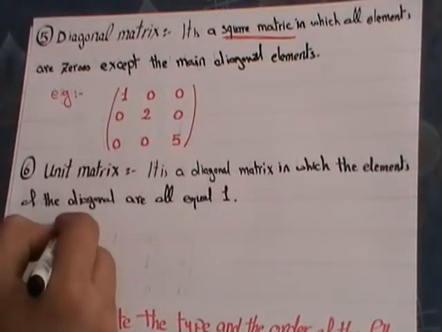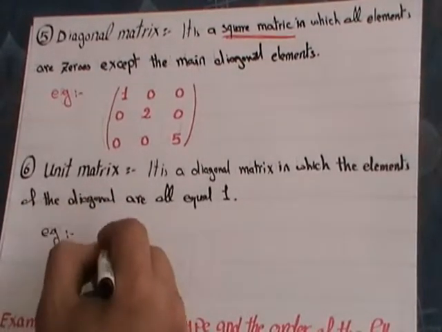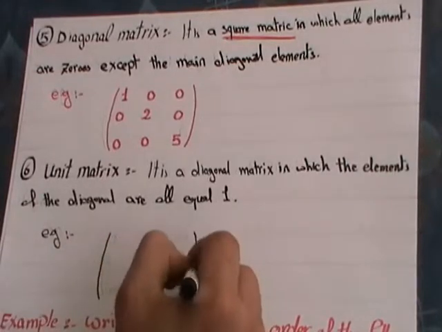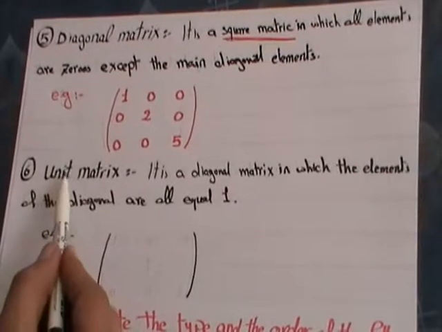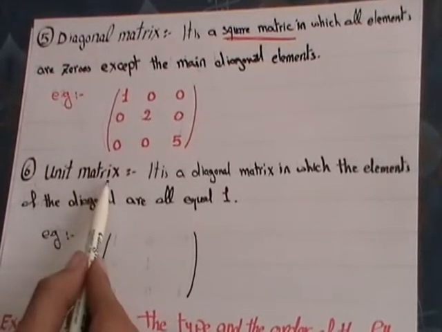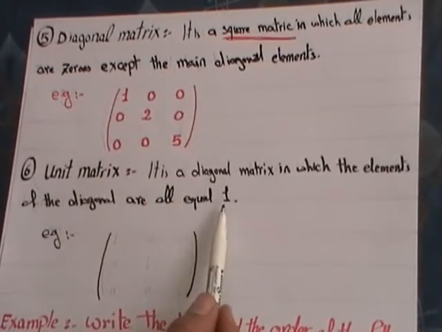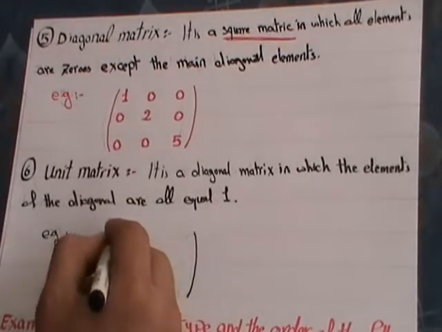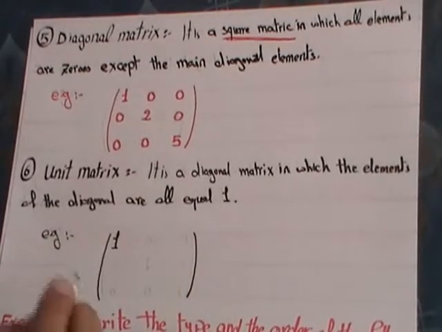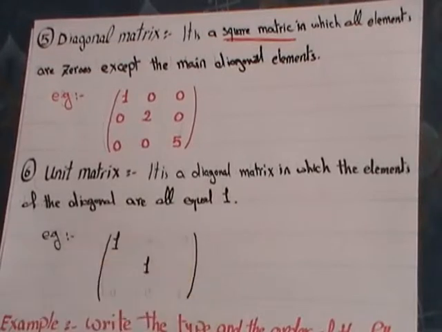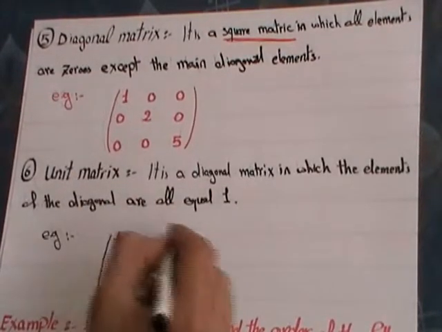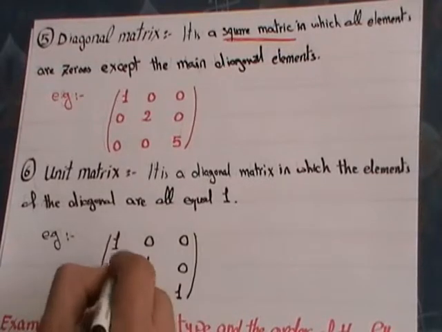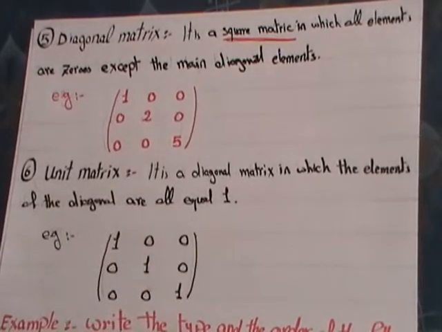Example. We have here a matrix. We call it the unit matrix. Unit refers to 1. So the first element here is 1. The second element in the second row is 1. And the third element in the third row is 1. And all the rest of the elements are zeros. Like this.